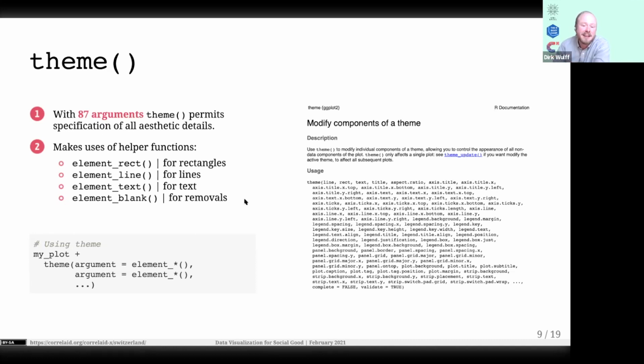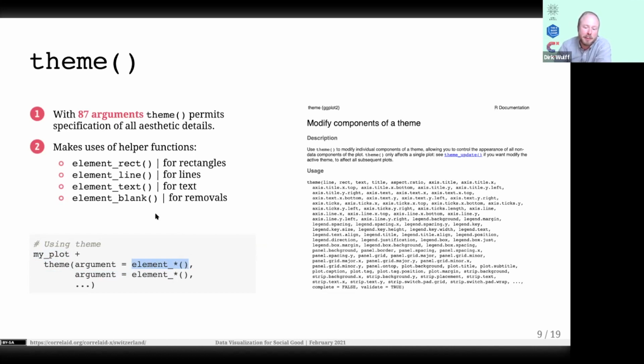And more than that, you're not actually supplying single values for each of these arguments, but you need to control every argument with a helper function, either element rect, line, text, or element blank. And each of these functions has a bunch of arguments themselves. So in the end, that amounts to 87 times a bunch of options that you can use to control what the plot looks like. And the way this works is that you take your plot and then add theme, and inside of the theme function, you specify one of these arguments, and then you assign to that the appropriate helper function, right?